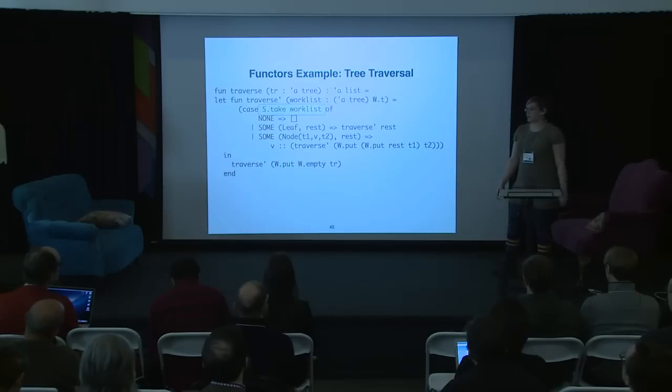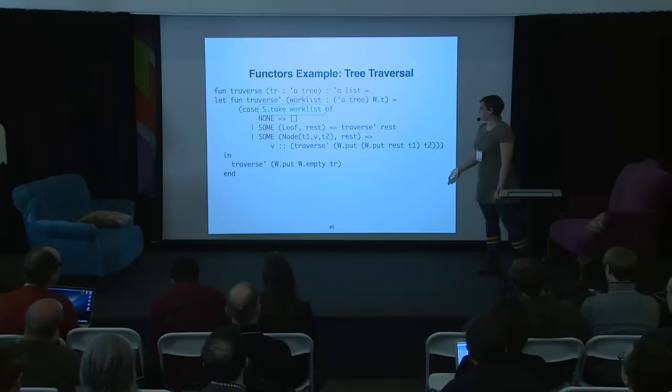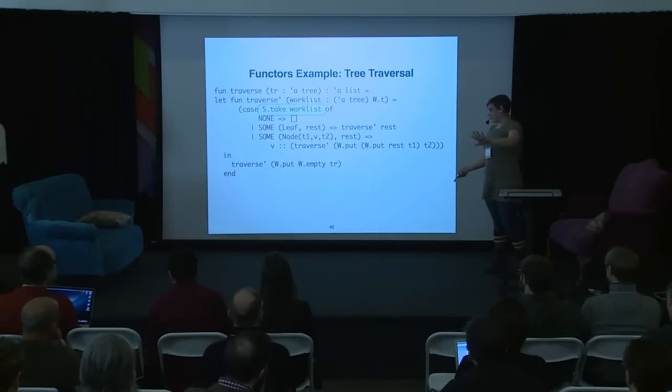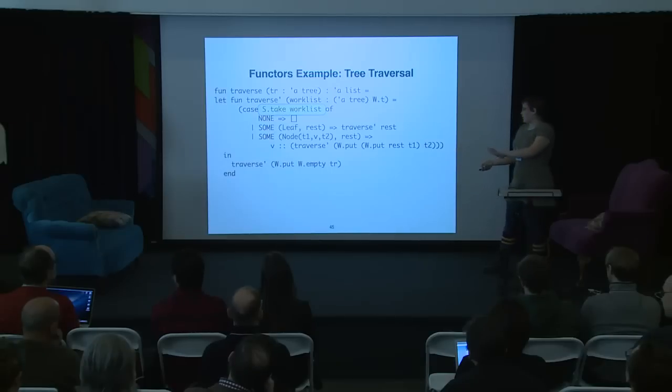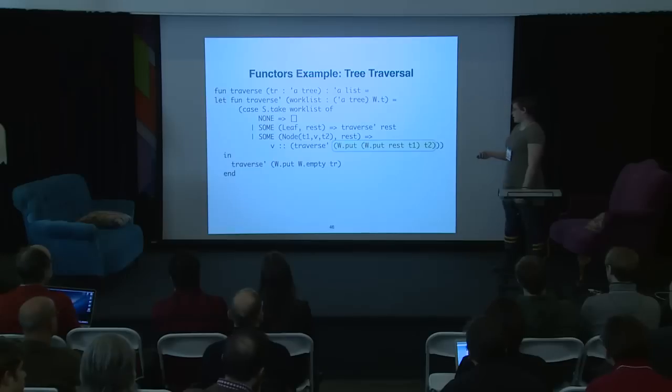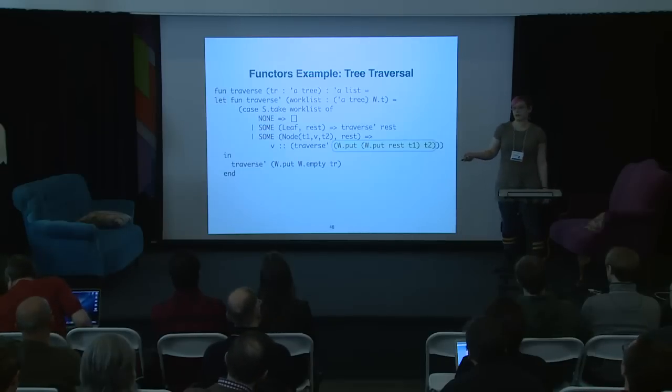And the first thing we're going to do is take something out of that work list, and we've got some base cases for what to do if there's nothing there, or if it's just a leaf, in which case we continue. And then the interesting case is if we've got a node with two branches, T1 and T2, and some value v, then we're going to cons that value v onto the recursive call where we want to add the branches to our work list, right? And we add the branches to our work list by calling the put function from the work list data structure on T1 and T2. Clear? Okay.